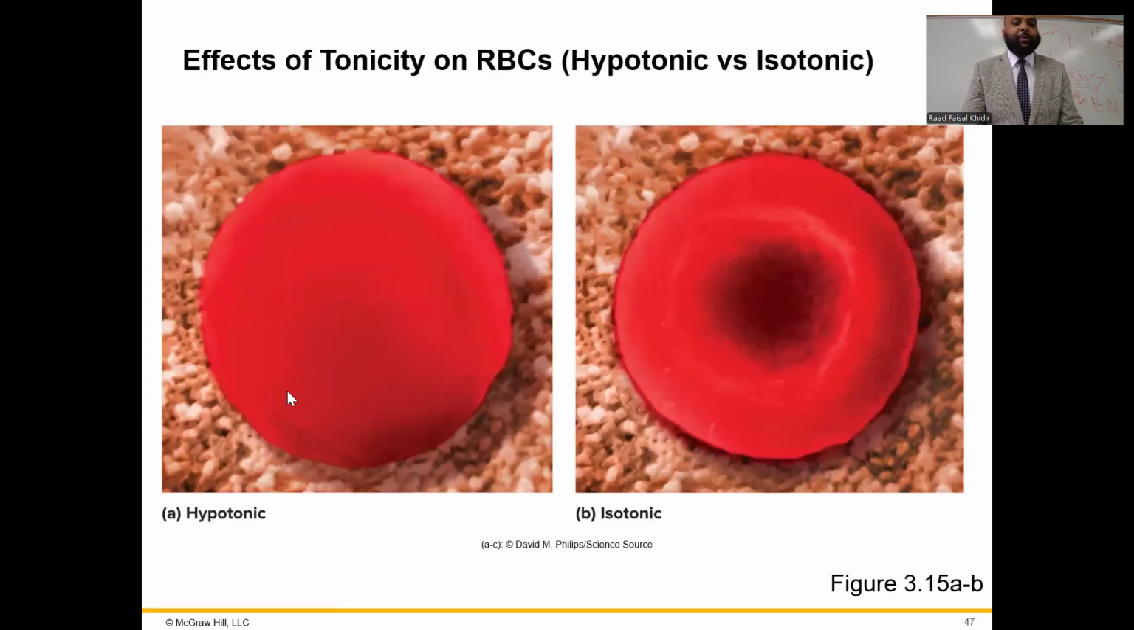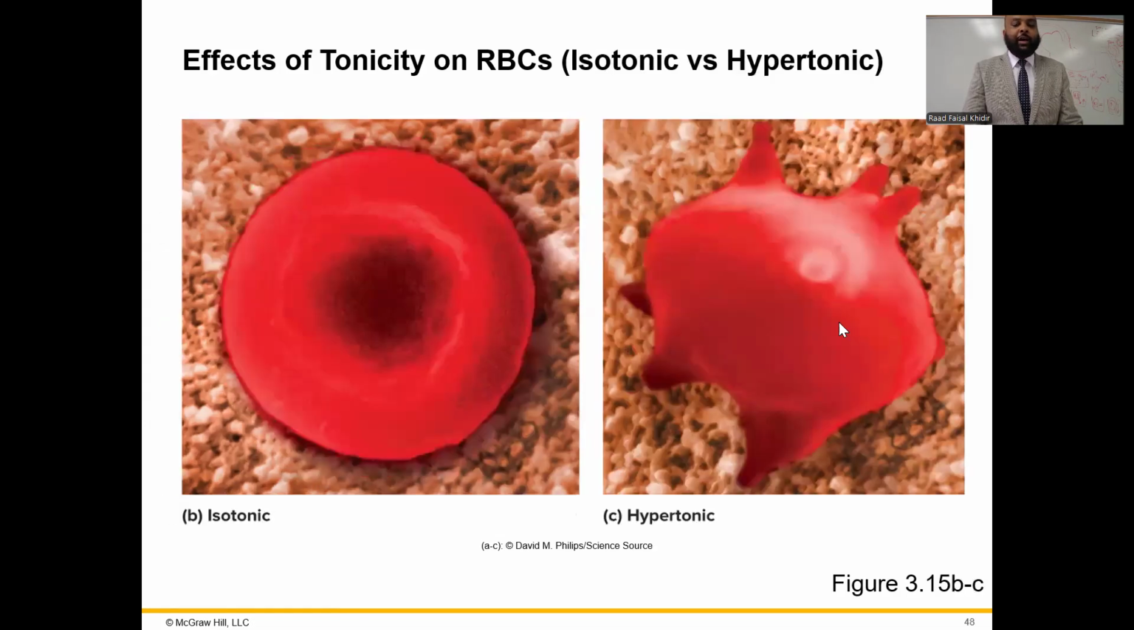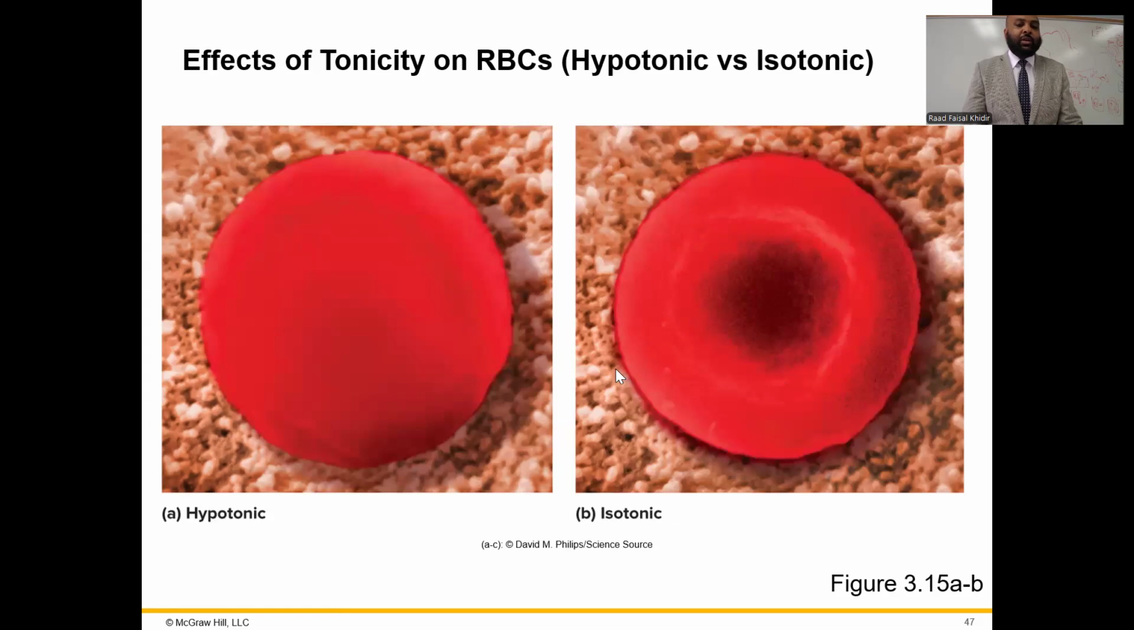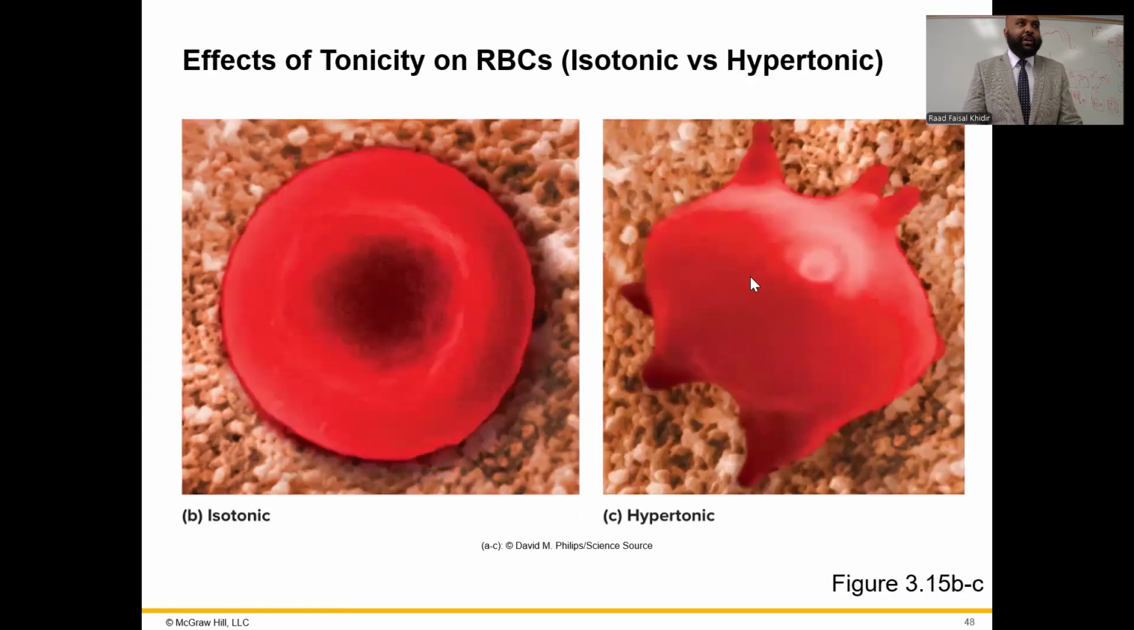You see, that's hypotonic. The cell in a hypotonic solution is going to swell like that. In isotonic, it's going to look just normal. And in hypertonic, it's going to shrink. So you need to know how the red blood cell looks: that's hypotonic, that's isotonic, and that's shrinking, hypertonic.